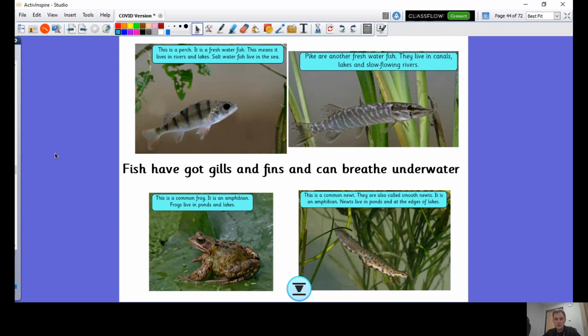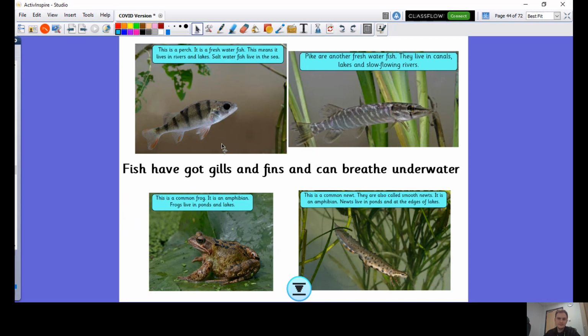Okay, so now we're going to have a little look at some fish and some amphibians. So this is called a perch. It is a freshwater fish, and it means it lives in rivers and lakes. Saltwater fish live in the sea. So if you've ever been to the seaside, the water there is a little bit different to the water that we have in rivers and lakes. Rivers and lakes is kind of fresh water, not fresh enough to drink, but it's still called fresh water. And if you've been to the seaside, that is salt water. You might have been in the sea before and tasted it and think, ugh, that tastes disgusting.